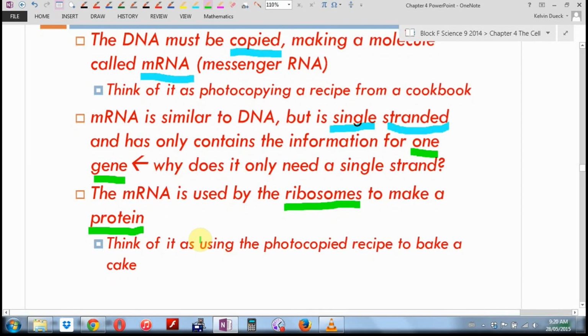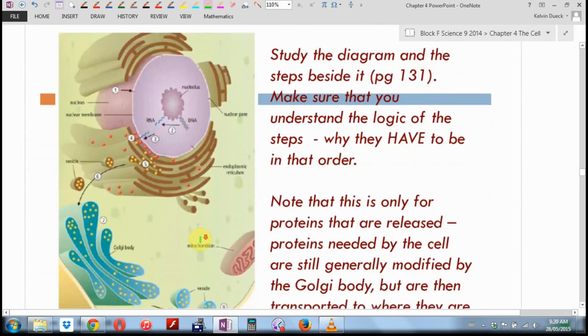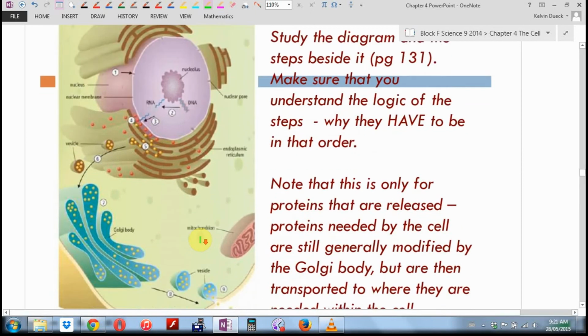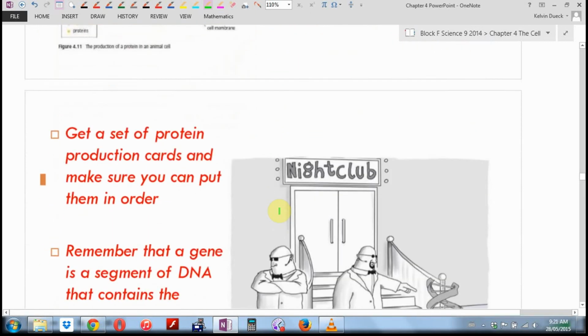Do I have the next part in bold font and big letters? Here's our summary. Oh, study the diagram and the steps beside it on page 131. Make sure you understand the logic of the steps, why they have to be in that order. Note that this is only for proteins that are released. Proteins needed by the cell are still generally modified in the Golgi body, but are then transported to where they're needed in the cell. I'll come back to that in a second.